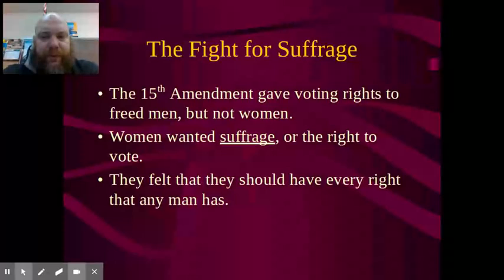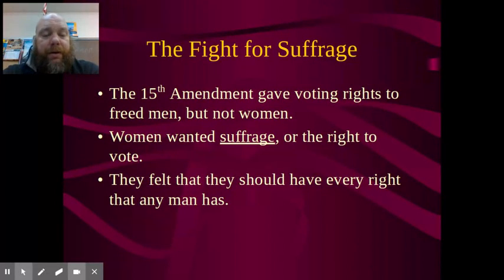Thankfully, we've learned better. Not everybody. There are still sexists that exist, of course. But by and large, most of the world has realized this is a mistake.